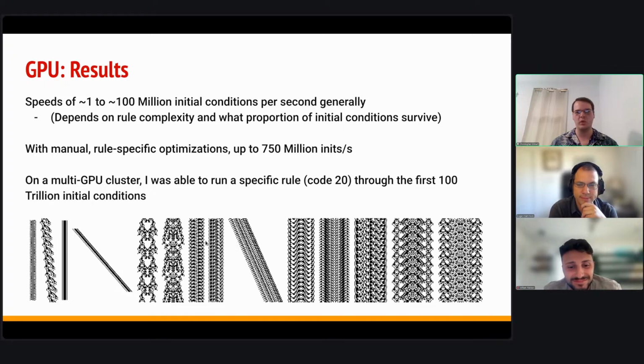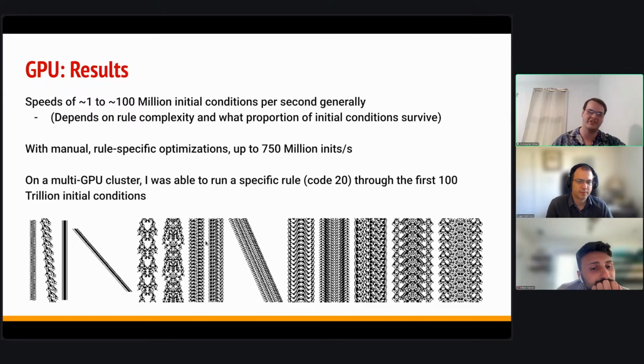So I get around 1 to 100 million initial conditions per second is how fast I can search. That, of course, depends on the rule complexity and how many of the initial conditions survive. Like, if a rule has almost every single initial condition immediately go to 0, it'll be a lot faster. And in fact, with one specific rule, code 20, I optimized it up to almost 750 million initial conditions per second. And I ran that on a multi-GPU cluster for a few hours, and I was able to run it through the first 100 trillion initial conditions. And I found the following results.